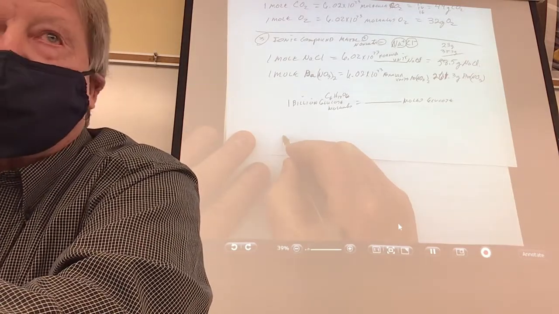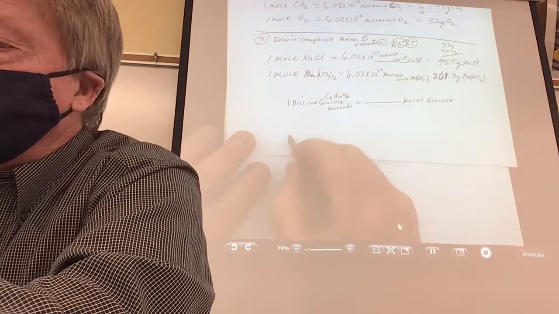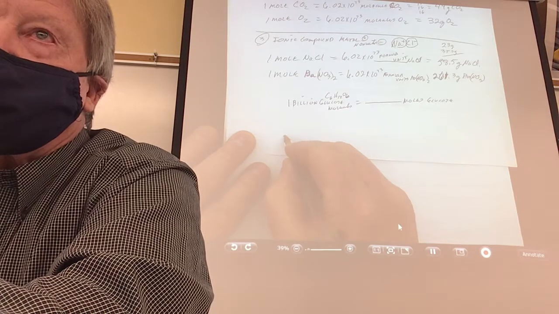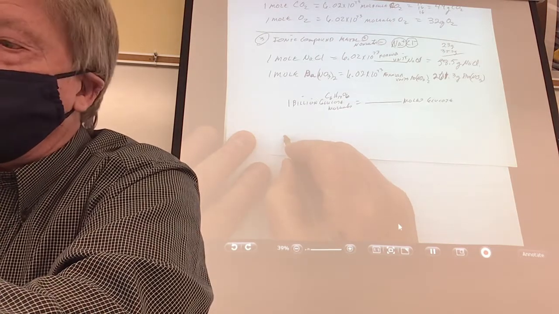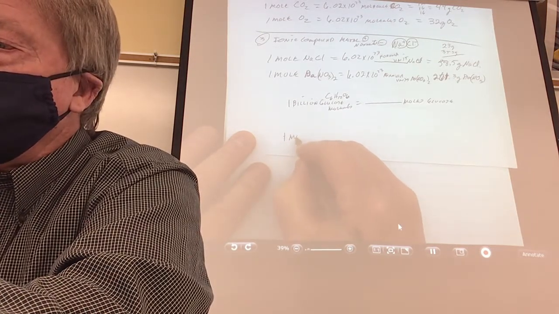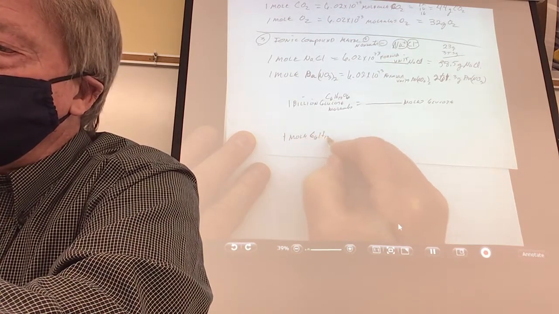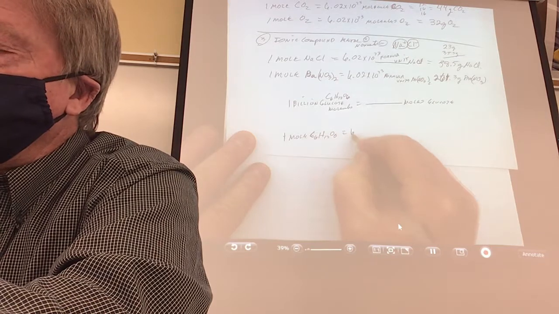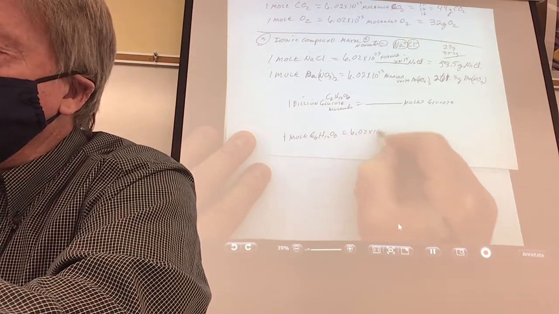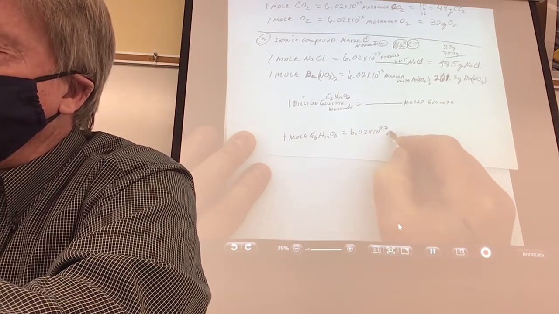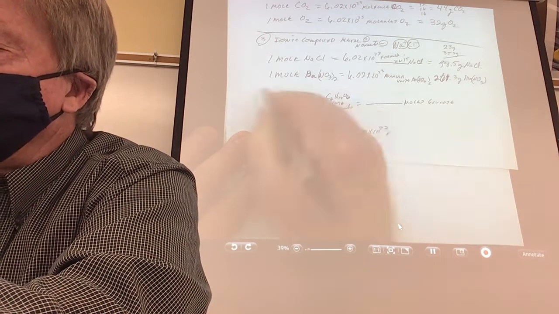Claire. Hey, Claire. Give me the 3 things about the mole equivalent for glucose. So 1 mole of glucose would equal 6.02 times 10 to the 23rd formula units of glucose.